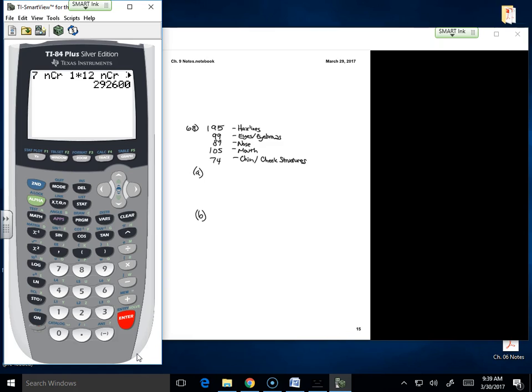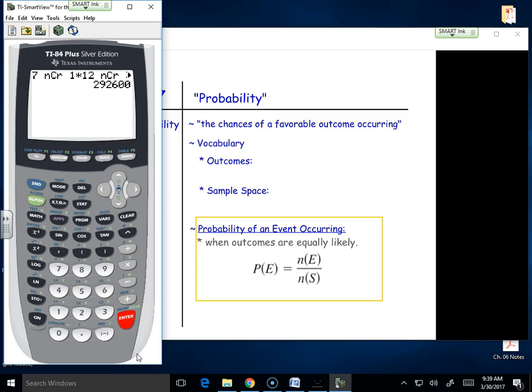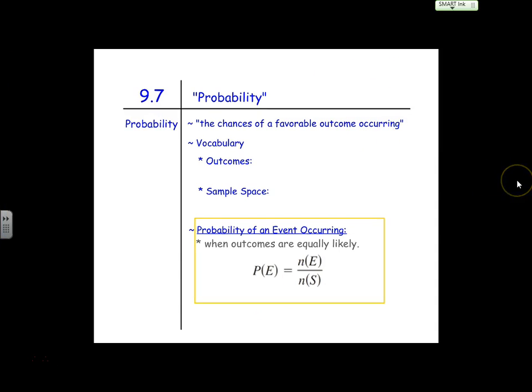We'll go here. I have a couple things in notes just to go over a couple common homework questions tomorrow with section 9.6. Maybe you'll need it, maybe you won't.